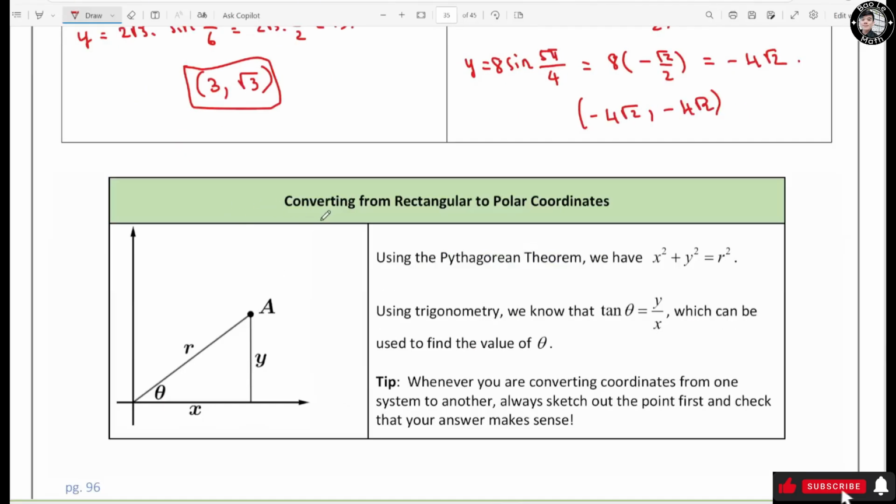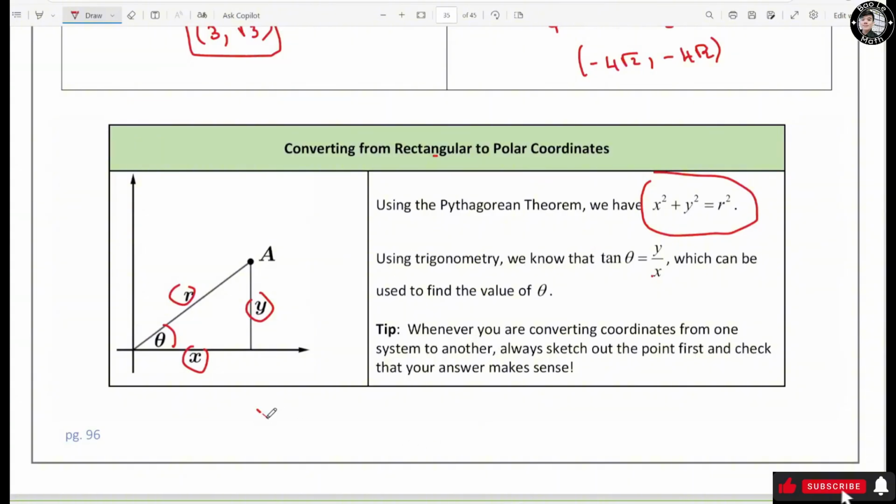Now, next one, we need to convert from rectangular to polar coordinates. Again, we have the Pythagorean theorem: x squared plus y squared equals r squared. And then tangent theta is opposite over adjacent, so it could be y over x. You're given the ordered pair x and y. You need to convert this to radius and angle theta, which is the polar form.